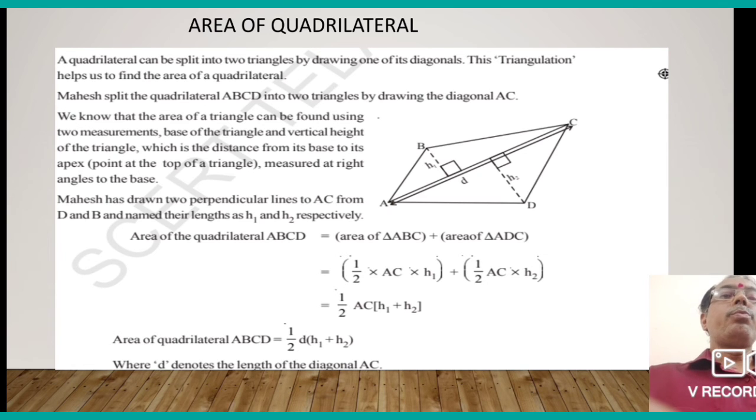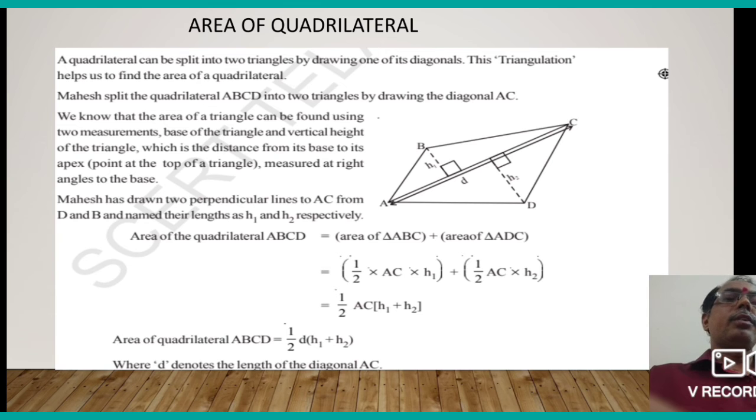So now Mahesh has drawn two perpendicular lines to AC from D and B. Those are lengths of H1 and H2 respectively. So they named their lengths as H1 and H2 respectively. Just read that matter carefully and note down all these things. Area of quadrilateral ABCD is equal to, by the figure we can write, area of triangle ABC plus area of triangle ADC. So area of triangle ABC is half into AC into H1 plus half into AC into H2. Why? Because area of quadrilateral ABCD is equal to area of triangle ABC plus area of triangle ADC, that is equal to half into AC into H1 plus half into AC into H2.